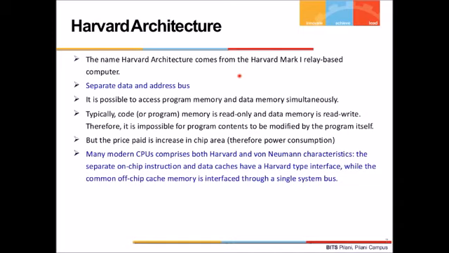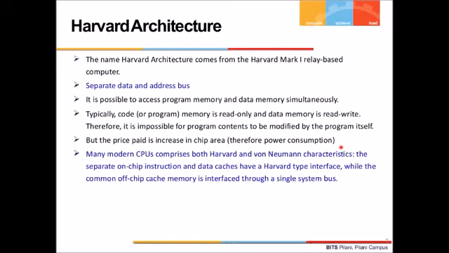Okay. Then what is the problem? When there are separate accesses of program memory and data memory, obviously the chip area will increase because there are separate address and data buses. We are not multiplexing. So if chip area increases, the cost will increase, and the power consumption will increase. So that's why the price paid is the increase in chip area, and therefore power consumption, therefore cost.